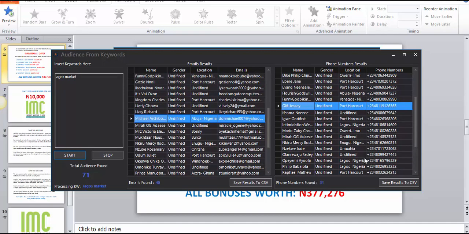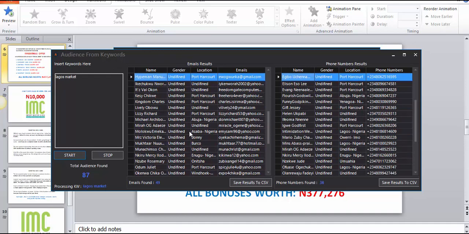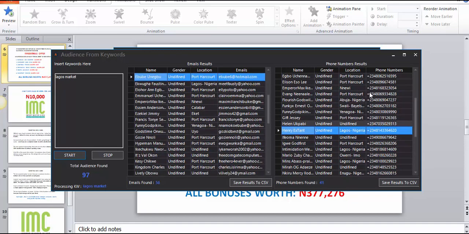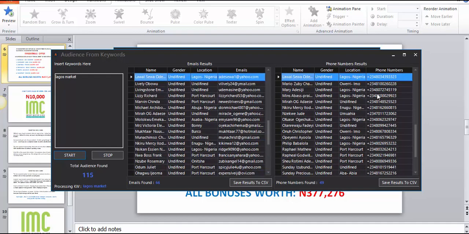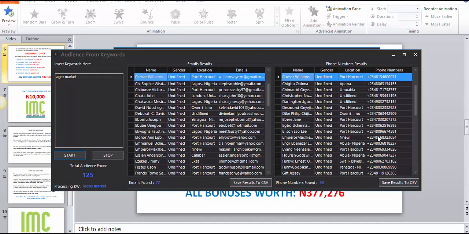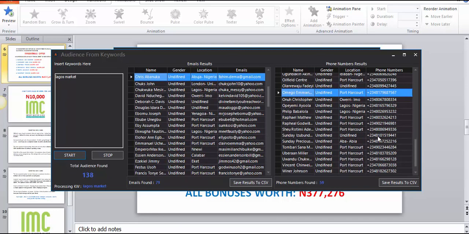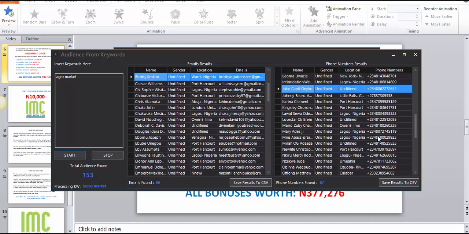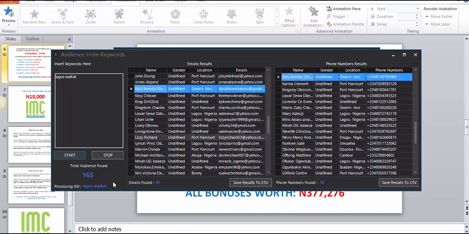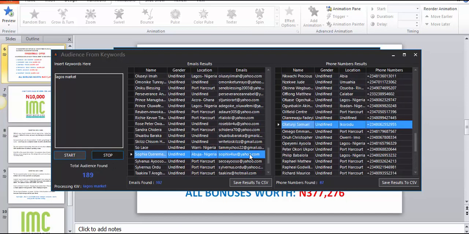These are real-time data, and it is extracting them directly from Facebook. You can see all these phone numbers, the Nigerian phone numbers. You can use them for various stuff. You can send bulk SMS marketing, you can send WhatsApp marketing to all these contacts, and you promote your offer to them, then you make your sales.